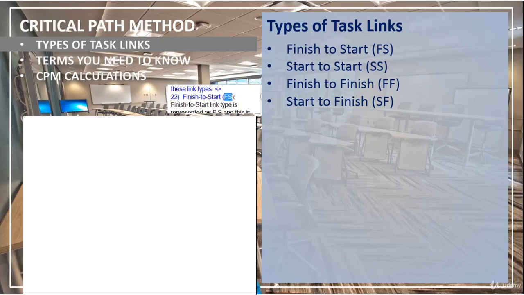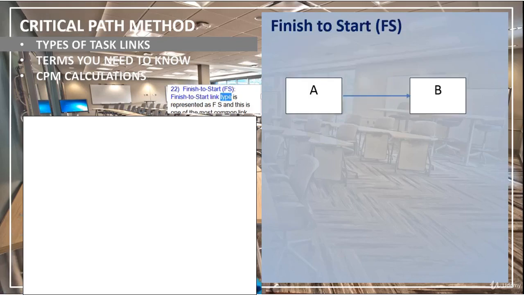Finish to start. Finish to start link type is represented as FS, and this is one of the most common link types. This link explains that a task can only begin after its predecessor task is completed. We can explain this logic with a simple daily example.